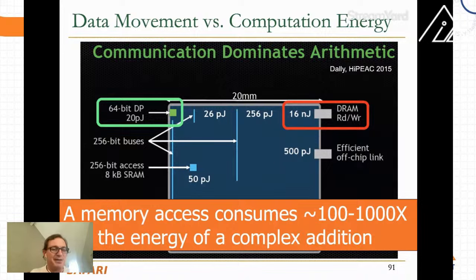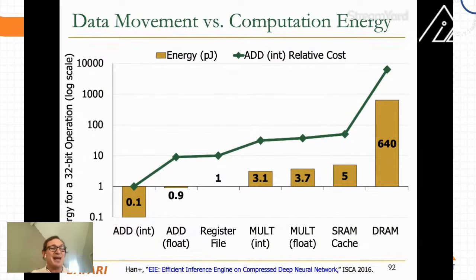In some cases, you do have that much locality. But in many applications like graph processing, for example, you don't have much locality. Okay, so that was kind of the bright picture. The picture is actually even worse.